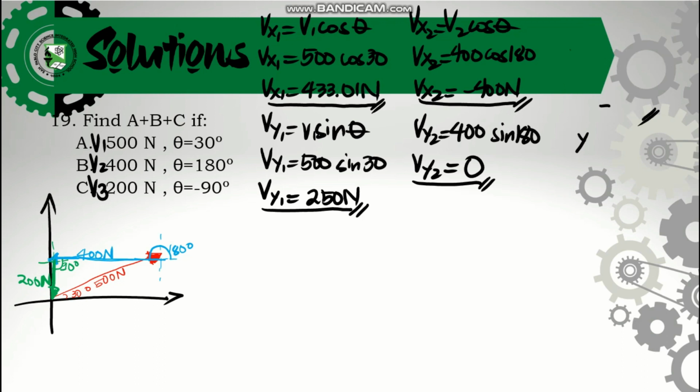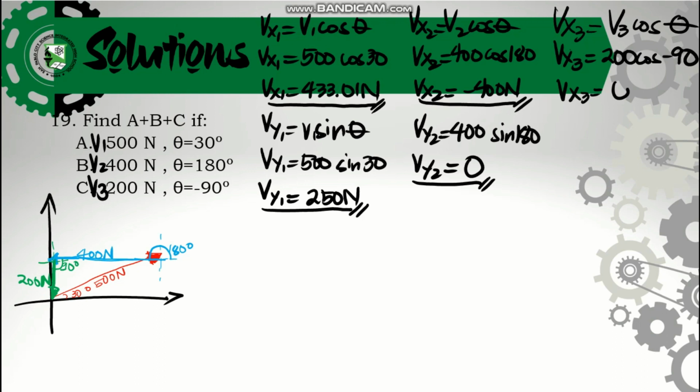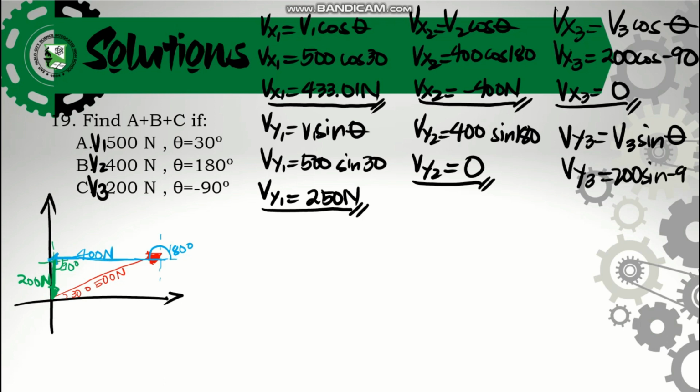Vx3, we have V3 cosine theta. Then we have 200 cosine negative 90. Vx3 is equal to 0. And Vy3 is equal to V3 sine theta, which is 200 sine negative 90, will give you negative 200 Newton. Same lang to, since nasa 90 degrees siya, makikita nyo na yung x ay nag-0, pero si y ay lahat ng magnitude ay napunta sa kanya.